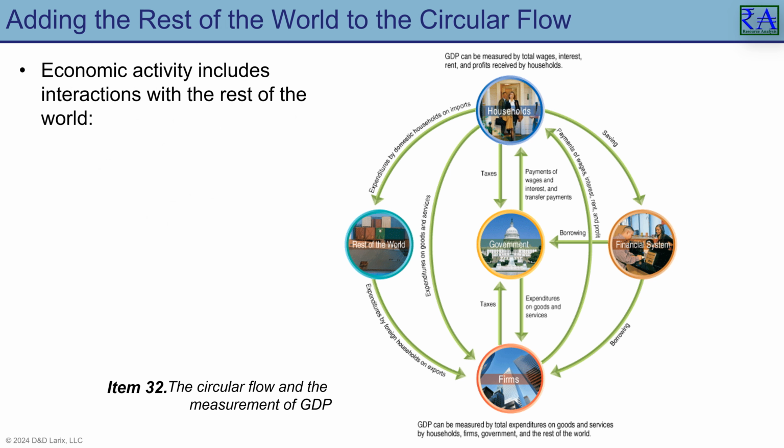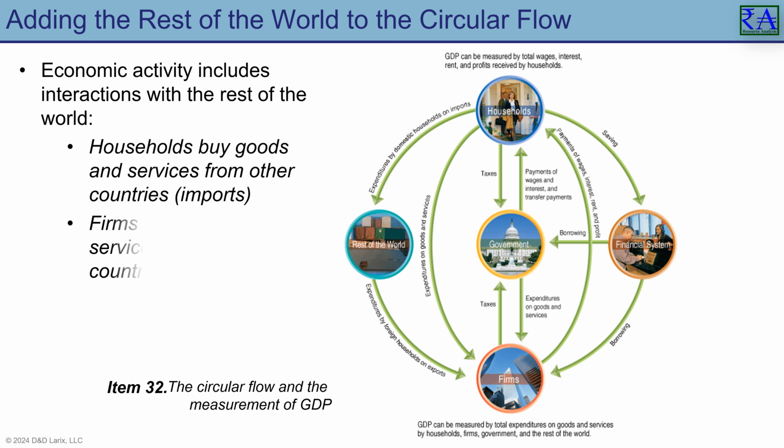International trade introduces the rest of the world to the circular flow model. Households import goods and services, while firms export to global markets. These transactions affect net exports and overall GDP, highlighting the global economy's interconnectedness.